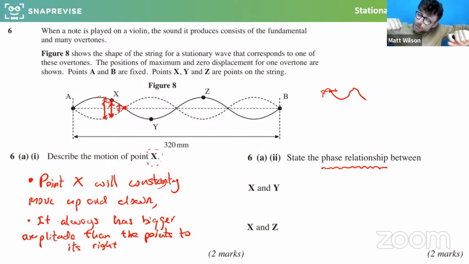That just means it's oscillating with a higher amplitude. But the point is they're both at the same upwards point in their oscillation. So we would call X and Z as being in phase.